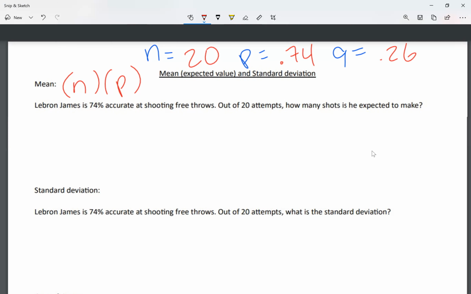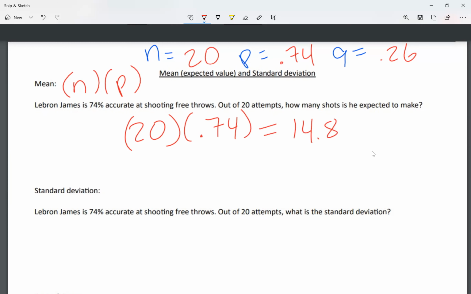I'm just going to go 20 times 0.74. I'm going to multiply n times the probability of success. Use a calculator if necessary. This is going to tell me 14.8. He is expected to make 14.8 shots. Now, mathematically speaking, I will call it 14.8.